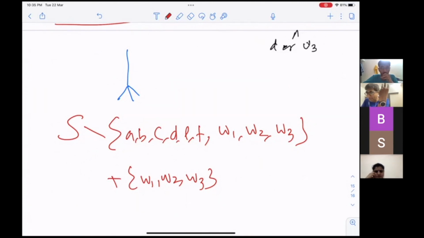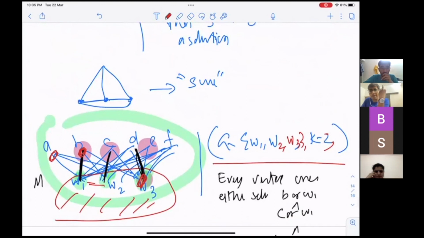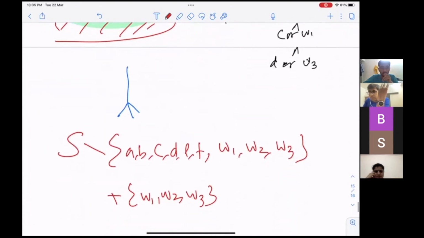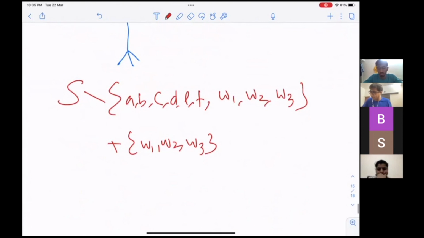Because among them, you have a matching of size 3. Now, what are you doing? You decided to add some 3 back, and you're claiming this is a new vertex cover. S minus this plus this is a vertex cover, right? And the size can only drop. It can never increase. Is this idea clear to everybody?